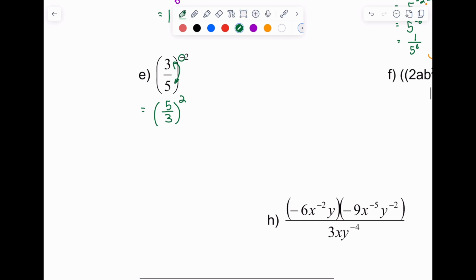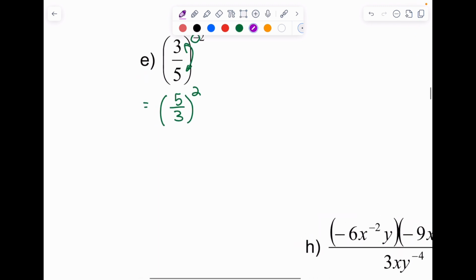So now we get our 5 over 3 to the exponent, and just as we did in the previous lesson, remember this is like 5 to the 1 and 3 to the 1, so that is a power to a power, so that 2 multiplies that 1 and that 1 down there. So you end up with 5 squared, or 5 to the 2, over 3 to the 2.